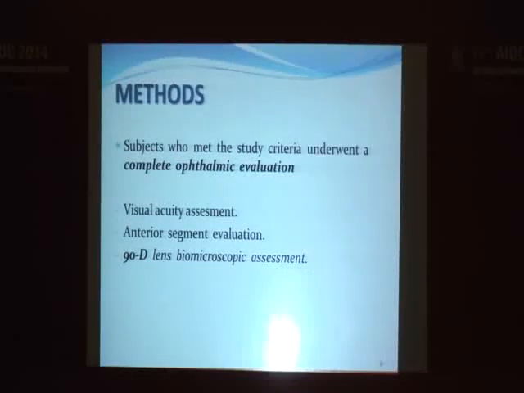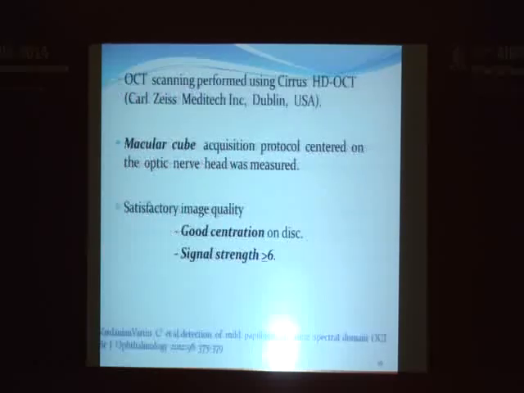The subjects who met the criteria underwent a complete ophthalmic examination. The visual acuity was assessed. The posterior segment was evaluated using the 90 diopter lens to rule out any exclusion criteria. The OCT scanning was performed using the Cirrus HD OCT. The macular cube this time was centered on the disc and the picture was taken. The image quality was defined as satisfactory if the signal strength was more than 6 and the centration of the disc was good.